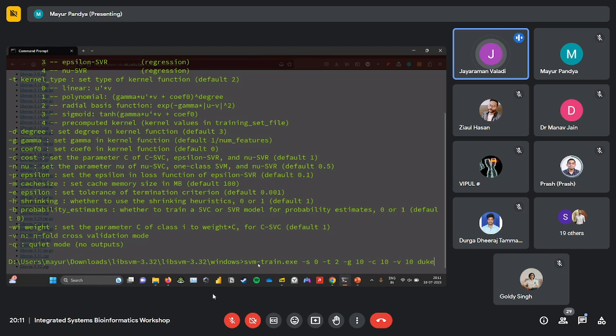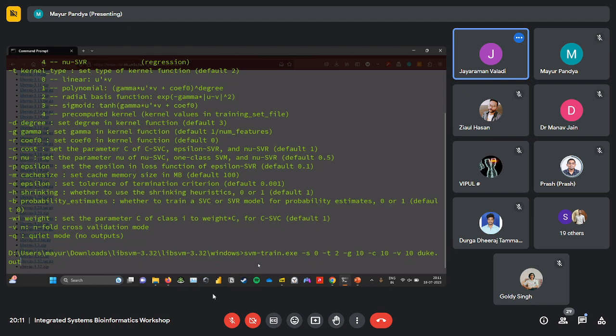So what we are using is T equal to 2, which denotes the radial basis function kernel. G is the parameter of that kernel. C is the trade-off parameter. We are using tenfold cross-validation accuracy. Run it.